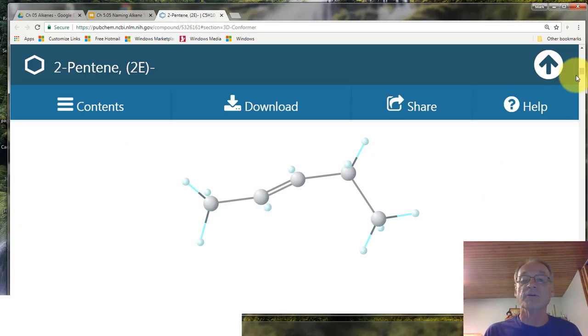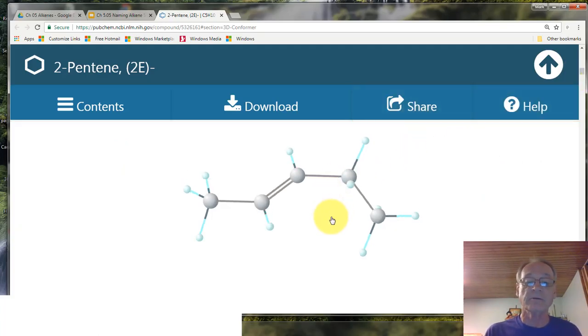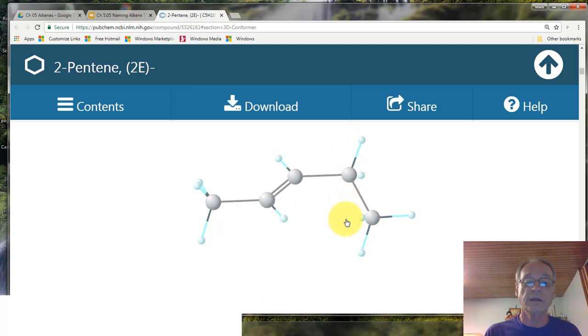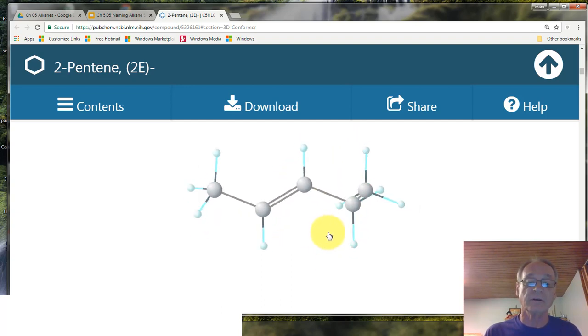Let's go ahead and take a look at the three-dimensional structure of that compound. So there it is. It's 2-pentene, and you can see that the ethyl group and the methyl group are trans to each other, as are the two hydrogens.